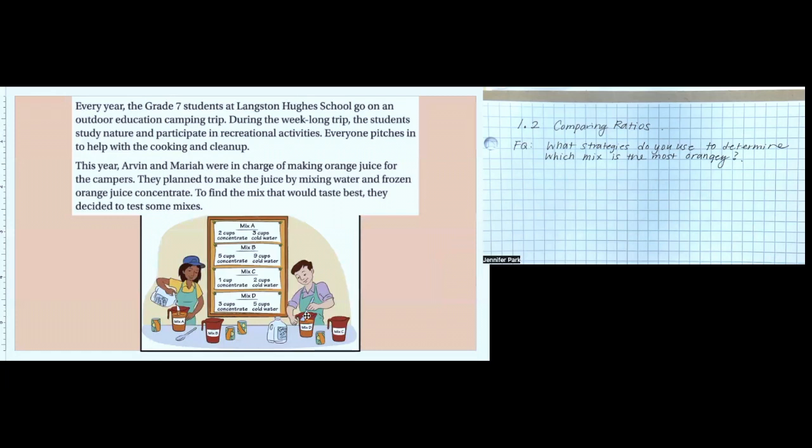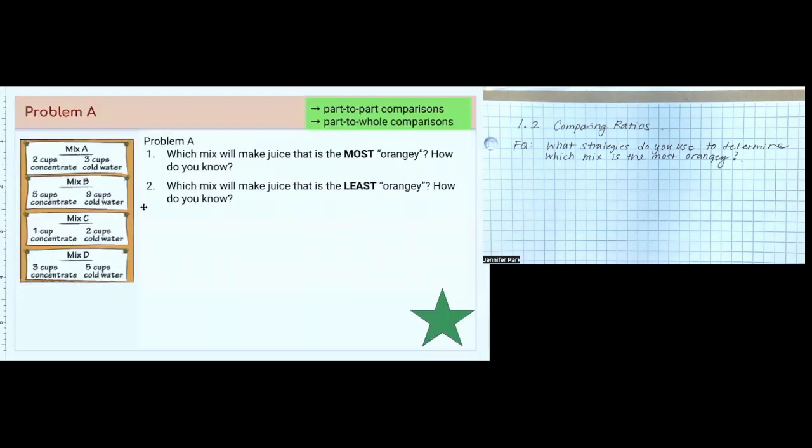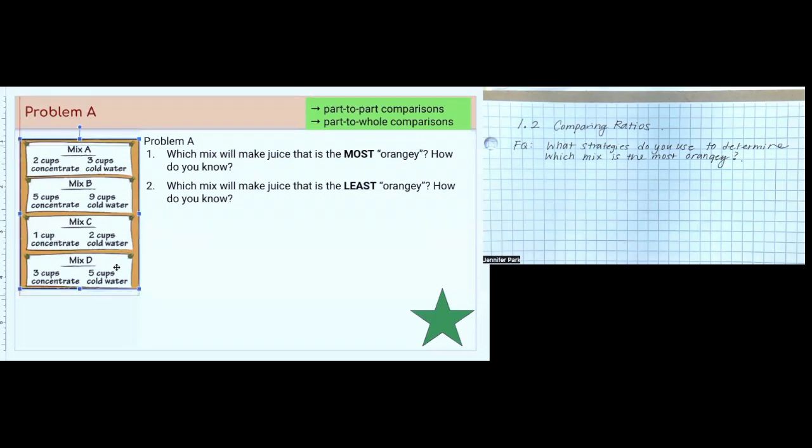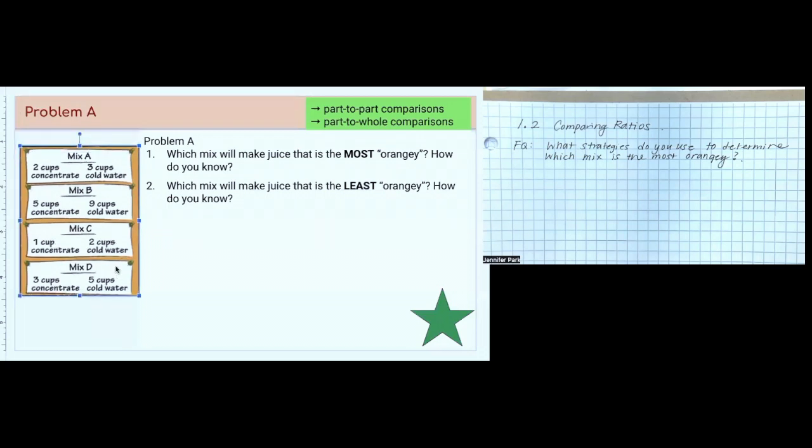All right, so here's, I'm guessing, Mariah and Arvin, and they are making orange juice by mixing orange juice concentrate and water. Okay, so here are the different mixes. I have a bigger picture of that on the next slide. Okay, so here are their mixes: Mix A, B, C, D that they're going to be testing.